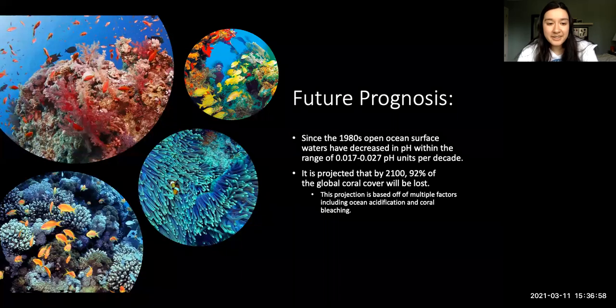Now, if you look at my slide, hopefully you'll recognize that coral ecosystems are really special and amazing because they host a wide variety of diversity. And so currently there are a lot of stressors acting upon coral reefs, not just ocean acidification; there's coral bleaching and pollution, to name a few others. And so currently, it is projected that global coral cover will decline by 92% by the year 2100. And that is inclusive of multiple stressors, including ocean acidification.